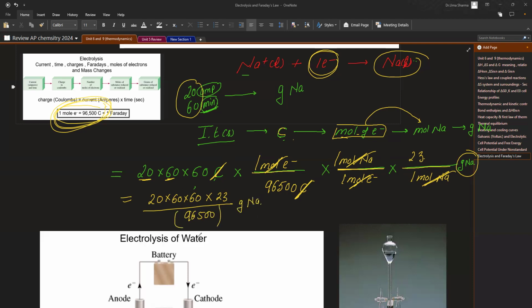Plug in like this in your calculator. And you'll get the final answer and put your answer in one significant figure. What is the answer?